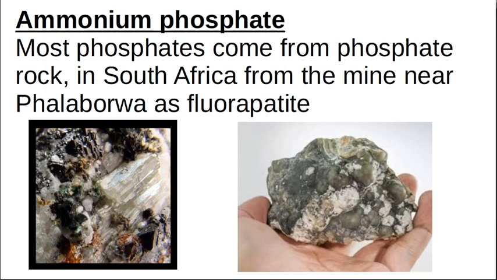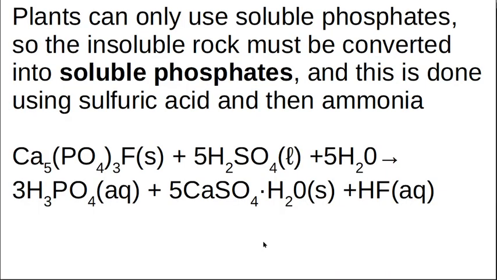So ammonium phosphate, you have to normally make it out of phosphate rock. Obviously the ammonium is coming from the Haber process, and then we need to get the phosphate from the phosphate rock. Okay, this is what fluorapatite looks like, two of the different kinds of it.